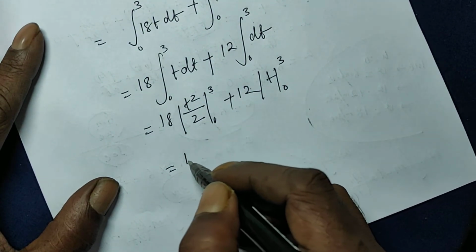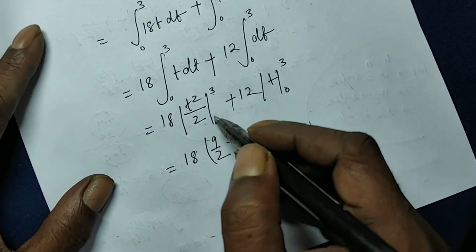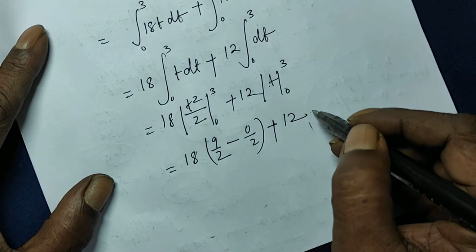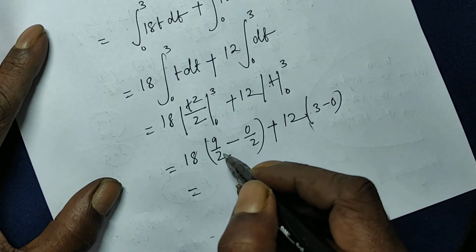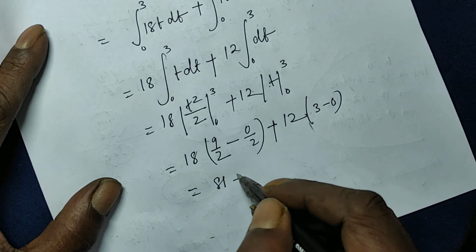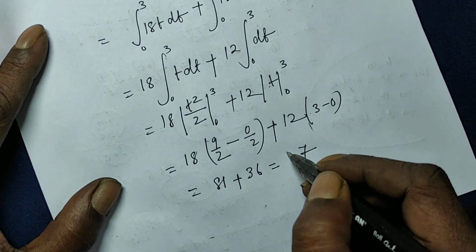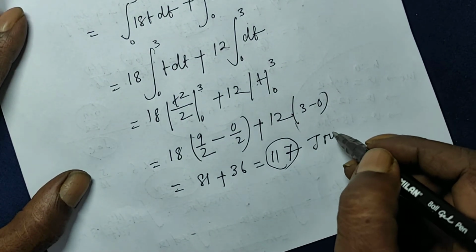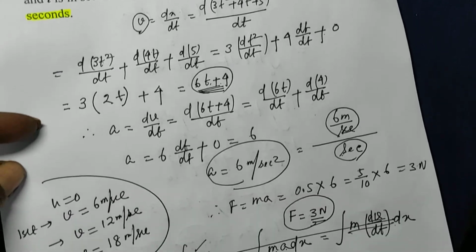So I put 3 here, 3 square, 9 over 2 minus, I put 0 here, plus I put 3 here, 3 minus 0, so that is equal to 81 plus 36, that is equal to 11. So this is your work done, this many joules. So the work done in the first 3 seconds is this much.